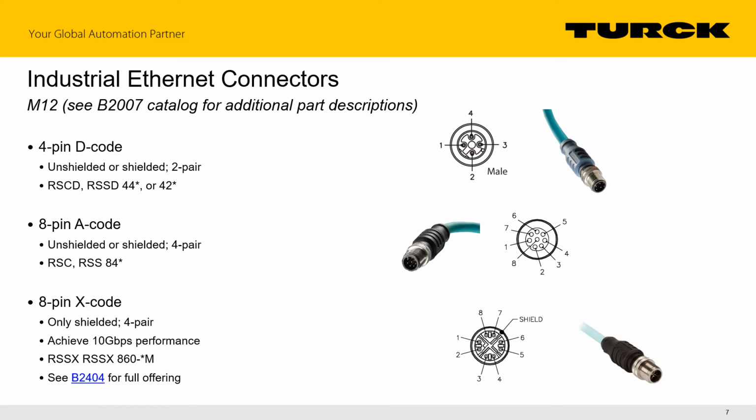The 8-pin X-code also fits up to 4 pairs and can be used with Cat6a cabling to achieve true 10 gigabit performance. The X-code is only available in a shielded option. An example of a male extension cord part description would be RSSX 860-length, where 860 indicates the specific Cat6a cable.